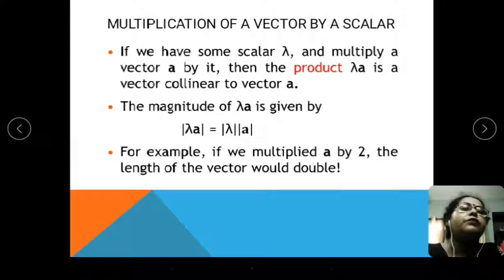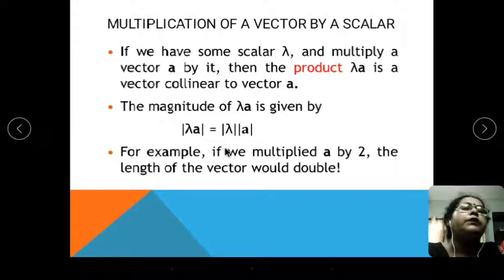The length of the vector, mod lambda A, is given by this equation over here: mod lambda multiplied with mod A. That means the new vector is a vector whose magnitude has been obtained by multiplying the magnitude of A by mod lambda. Why do we need the mod sign? Because I have just told you lambda is a scalar, it can be positive or negative. So we take the mod lambda.